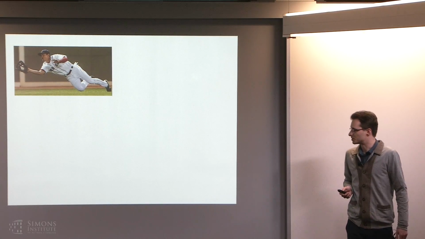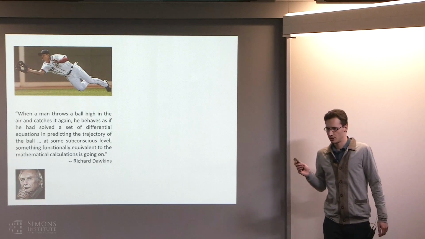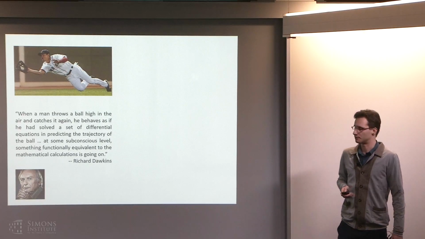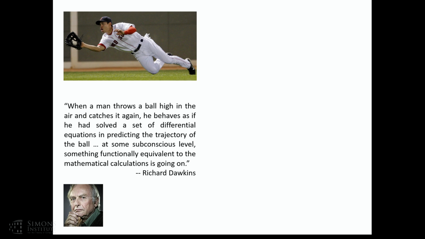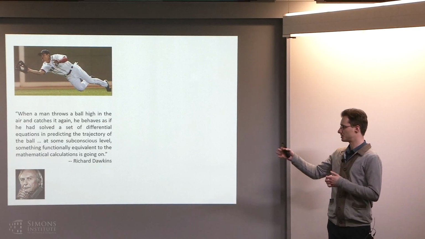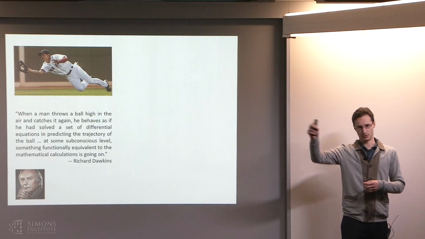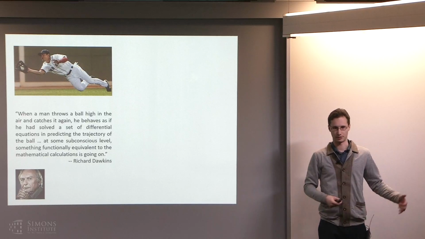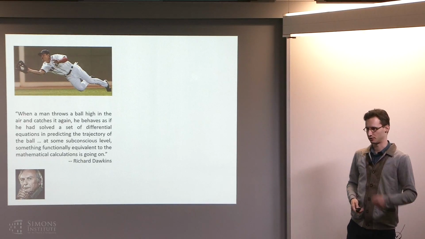There's a famous evolutionary biologist named Richard Dawkins who wrote in his book his interpretation of this phenomenon. He wrote that when a man throws a ball high in the air and catches it again, he behaves as if he had solved a set of differential equations in predicting the trajectory of the ball. And at some subconscious level, something functionally equivalent to mathematical calculations is going on. So this is the perception and the action. You perceive, you model how the ball is going to go, you determine its landing point, and then you act on that interpretation and plot the course so that you can catch it.